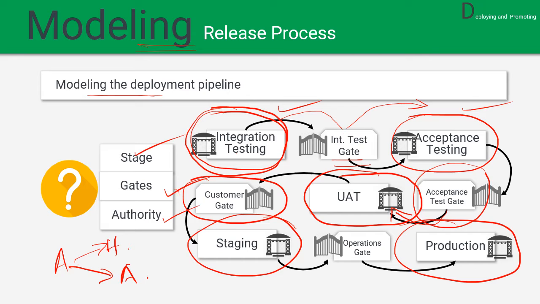So manual tests are oftentimes followed by authorities who are usually human beings, and the authority after each automated test is generally an automated authority. Sometimes it could be manual also, right? So these stages, these gates and authorities, we need to decide upon them, and once we've decided upon them and also the flow of builds, we can finally say that we've created a proper model for our deployment pipeline.